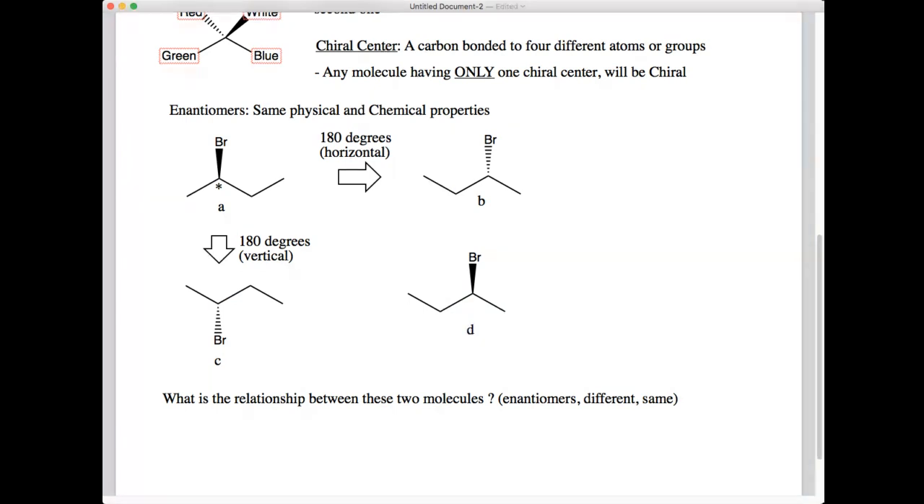I'm going to ask the question right now. I want to know the relationship between C and D. So what's the relationship between molecule C and molecule D?